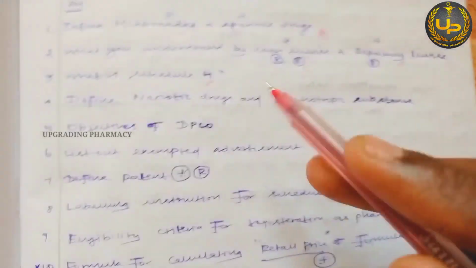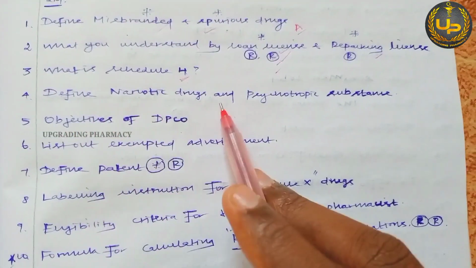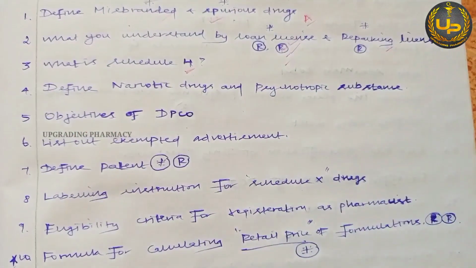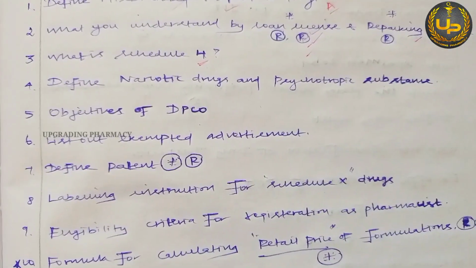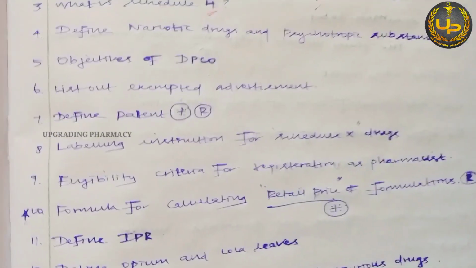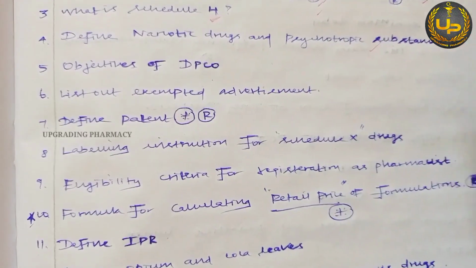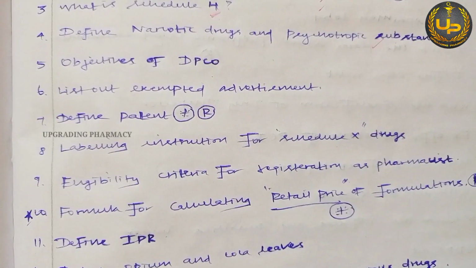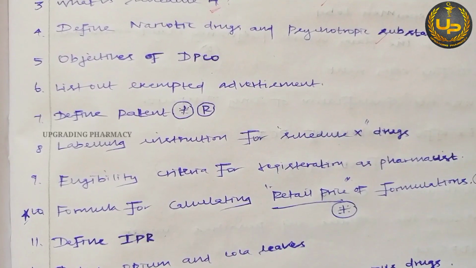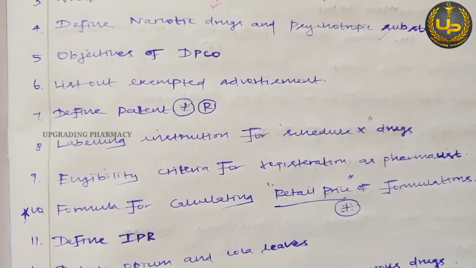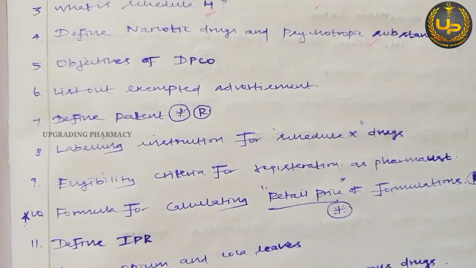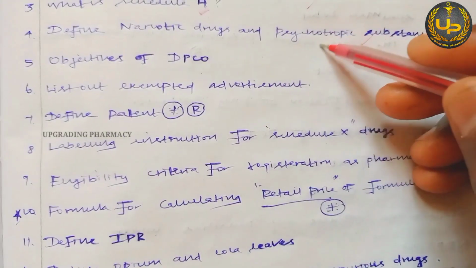Next, the fourth question: define narcotic drugs and psychotropic substances. These are substances that induce a habit, that is, habit-forming drugs. This question is very important and it comes under the Narcotic Drugs and Psychotropic Substances Act. This act gives the definitions as well as the objectives and importance of narcotic drugs and psychotropic substances. It is one of the important questions.